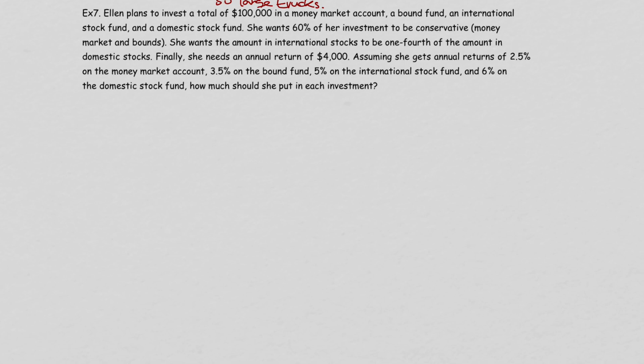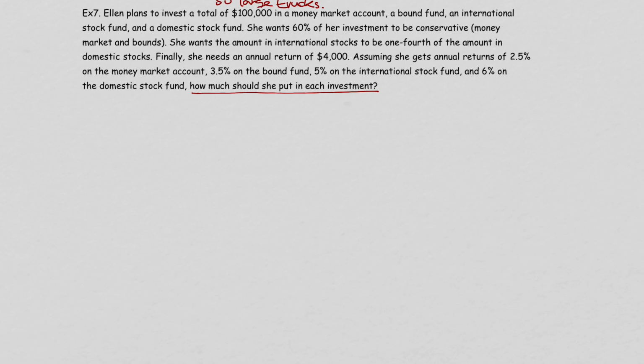And the other information, the last information she gave, is that she needs an annual return of 4,000, 2.5% from money market, 3.5% from bonds, 5% from international, and 6% from domestic. And the question is how much she should put in each investment. So this is what we're trying to look for.